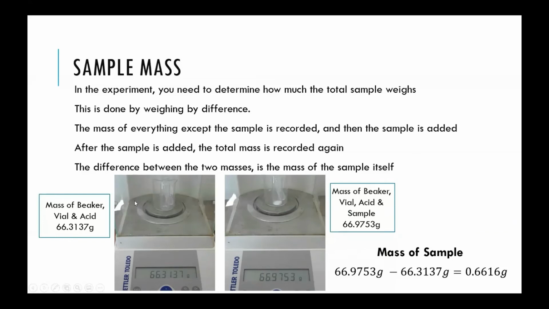So to start out, you're measuring an empty beaker, an empty vial, and a pipette filled with acid. Then some of the sample is placed in the vial and the mass is recorded again. The difference between before and after is the mass of the sample that was placed in the vial.